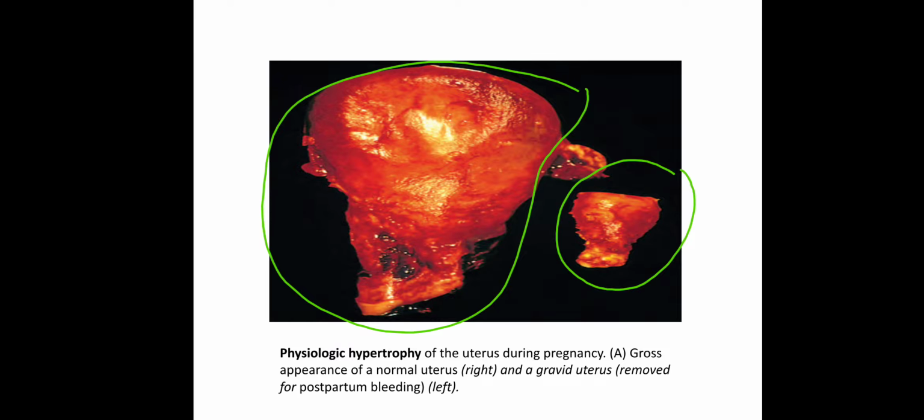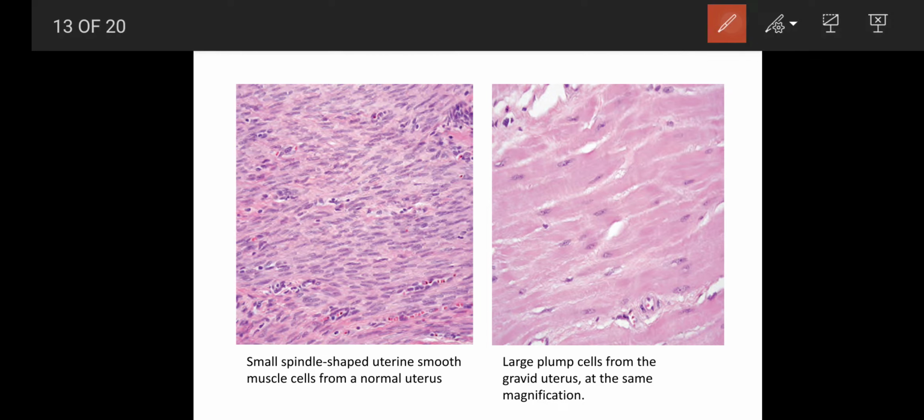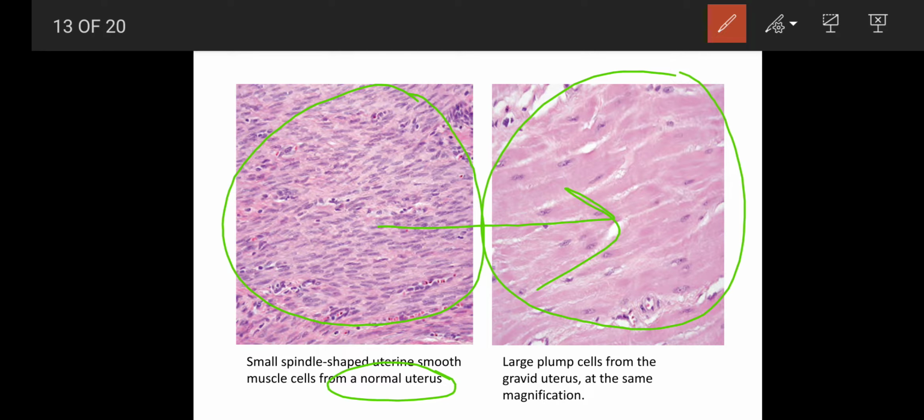Let us look at the next image. Looking at this basic image, on the left hand side is the normal uterus, and what we see over here is the normal smooth muscle cells. See the size of these normal cells and compare with this. On the right hand side, these are hypertrophied smooth muscle cells seen in a gravid uterus. See, the cells have increased in size, as per the definition of hypertrophy.